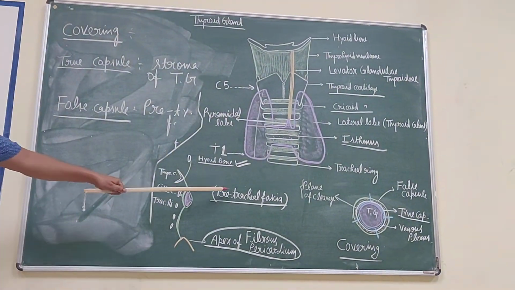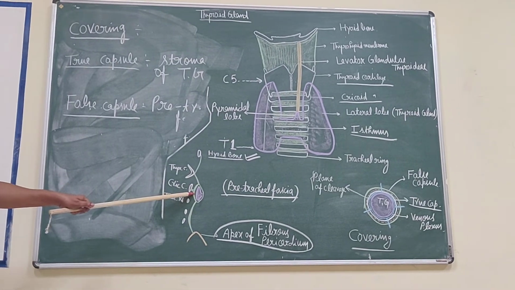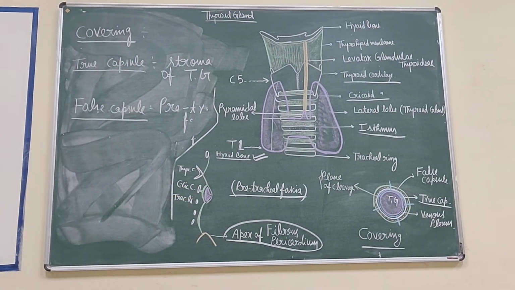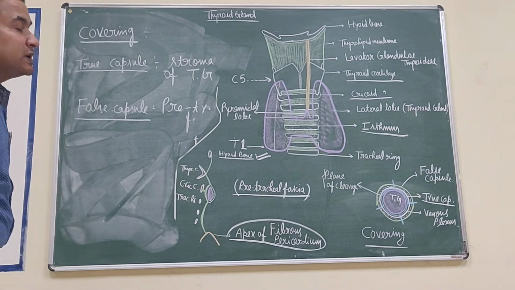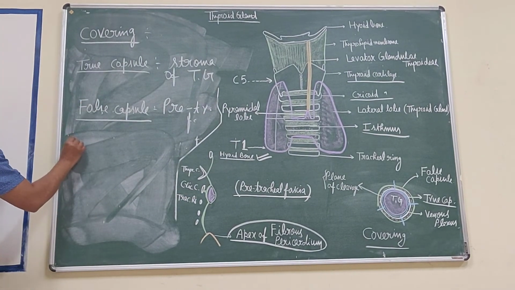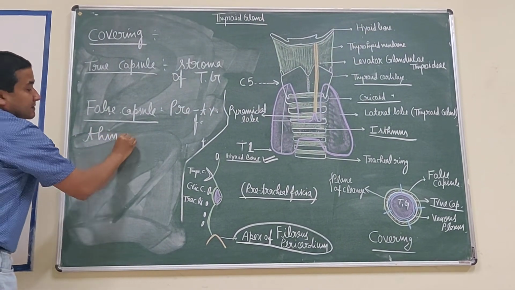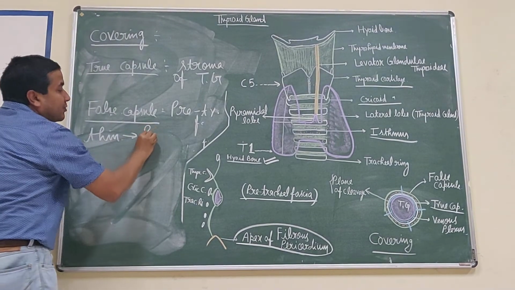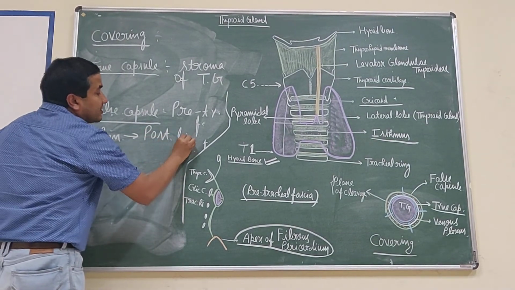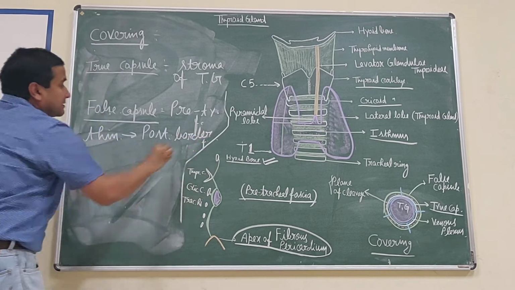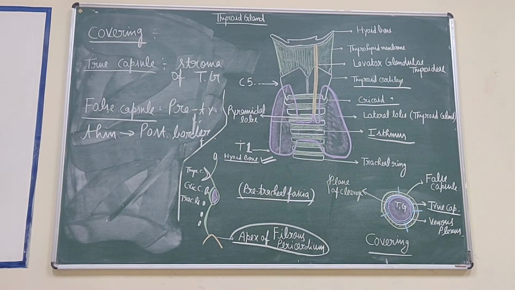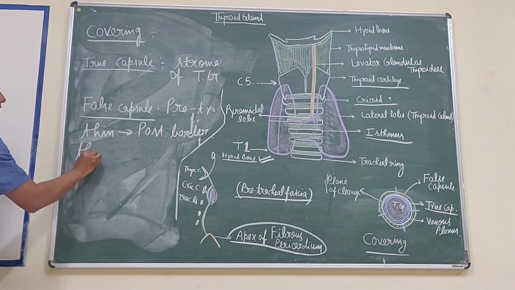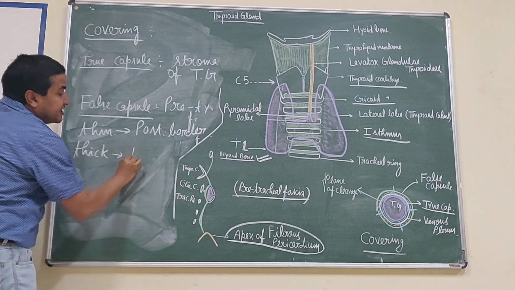Now this fascia forms the capsule of the thyroid gland. This false capsule is thin around the posterior border of the gland, while thick on the medial surface.